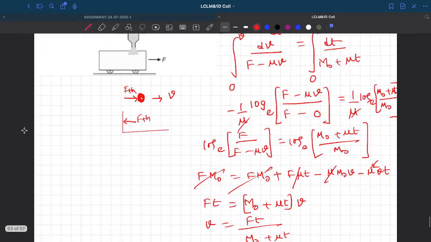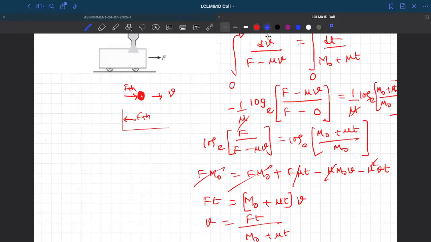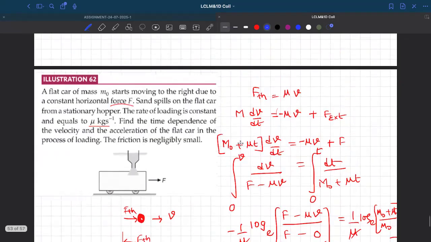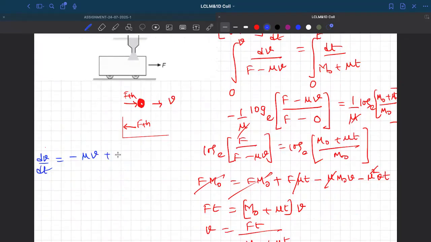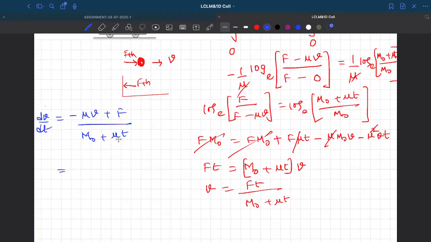So therefore, the acceleration term, I'll change the color for this. dv by dt is equal to minus mu v plus f by m naught plus mu t. So now you just multiply minus mu v here: minus ft into mu by m naught plus mu t, plus f by m naught plus mu t.